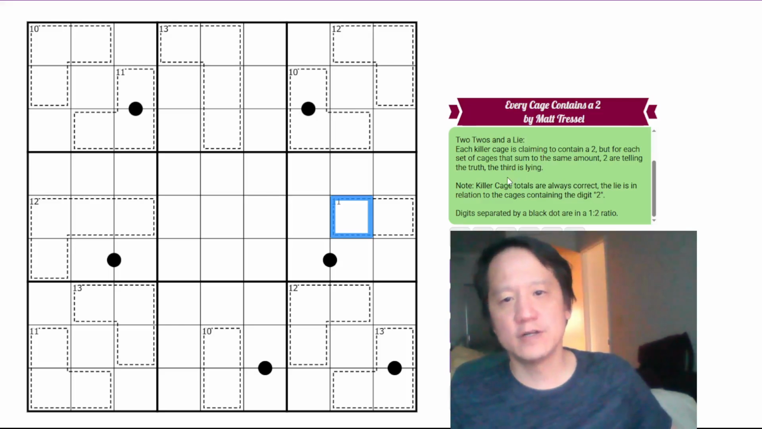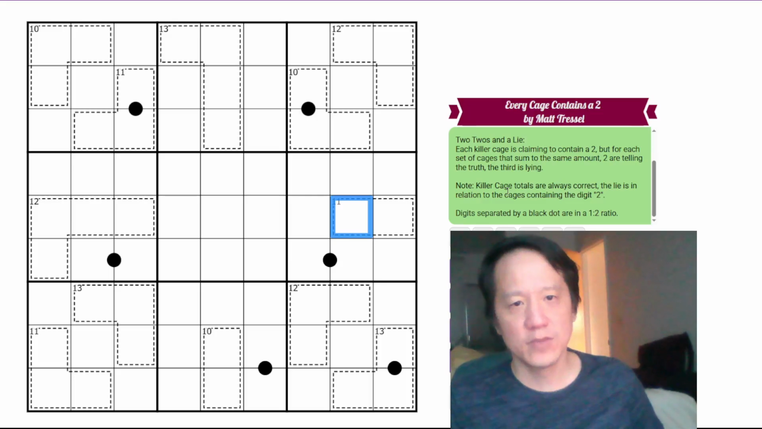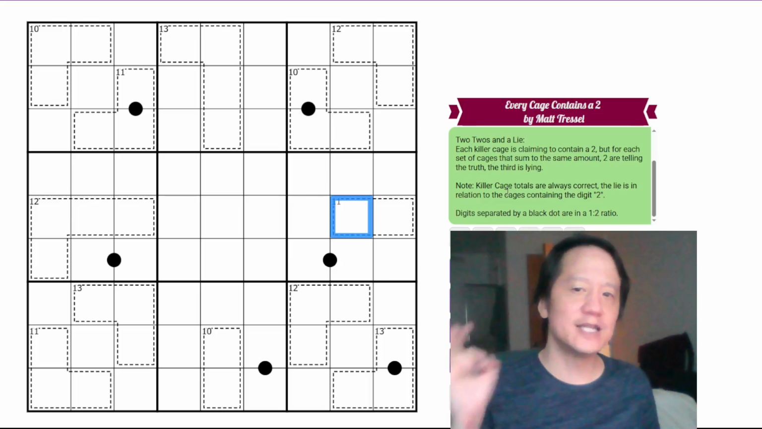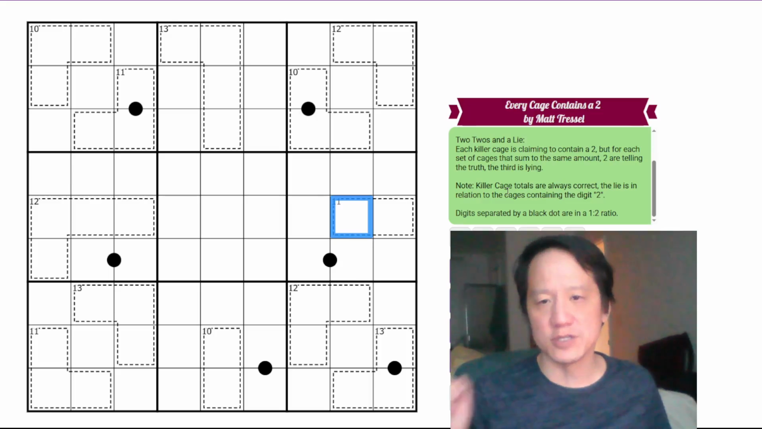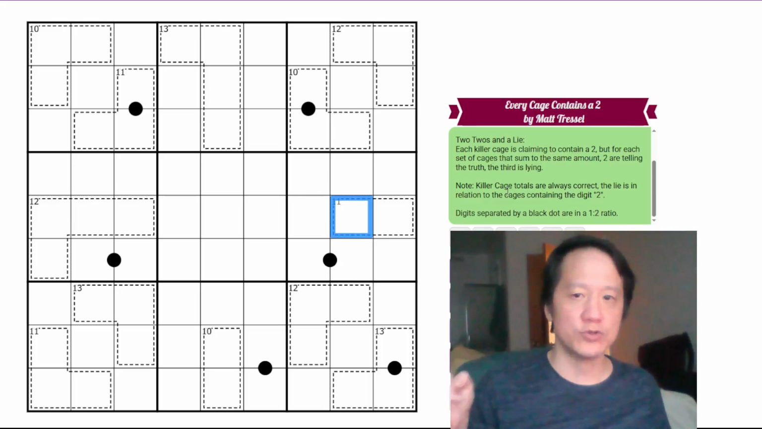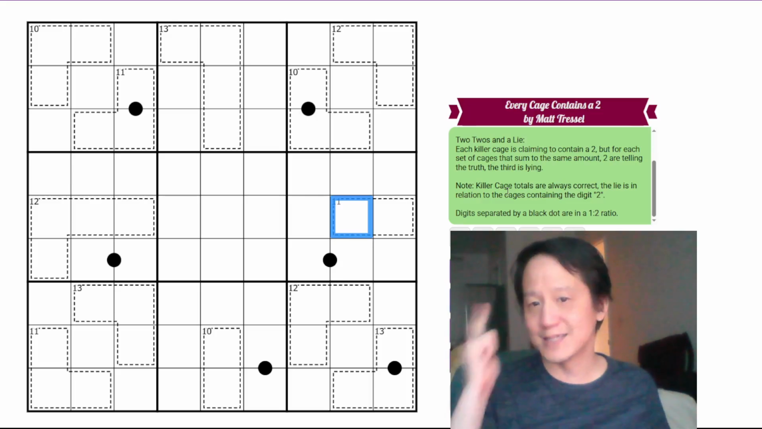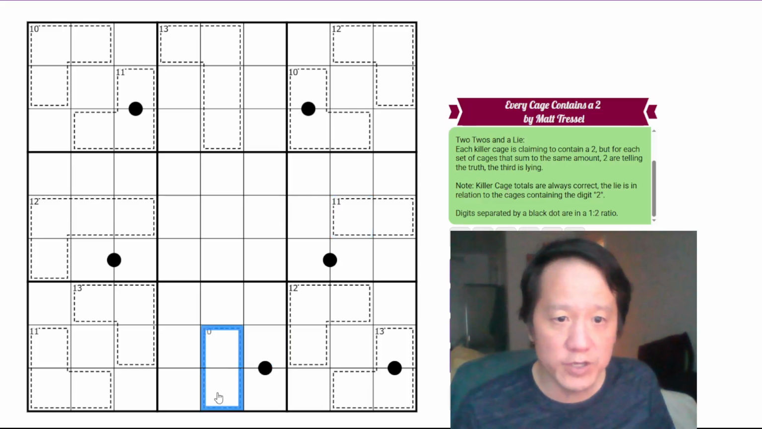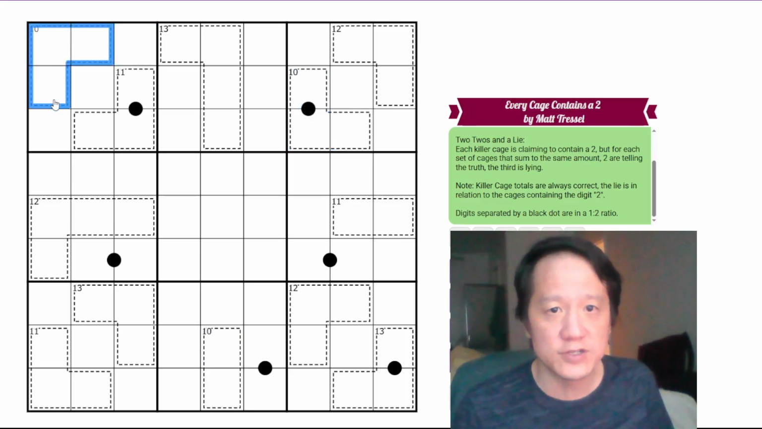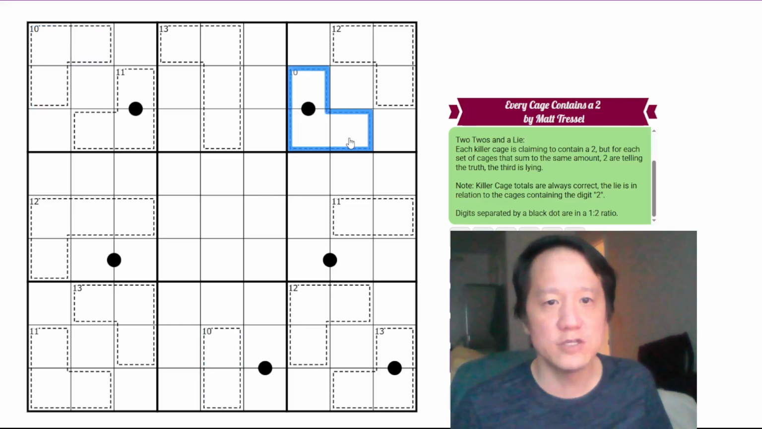We also have 2 2s and a lie, where each killer cage is claiming to contain a 2. But for each set of cages that sum to the same amount, 2 are telling the truth, meaning they contain a 2, and the third is lying, which means it does not contain a 2. So there should be 3 sets of cages for every sum total, and we do. We have 3 cages that sum up to 10, 3 cages that sum up to 11, 3 cages that sum up to 12, and 3 cages that sum up to 13.